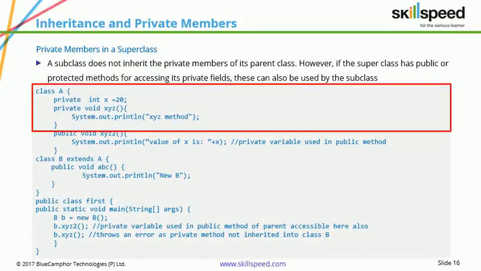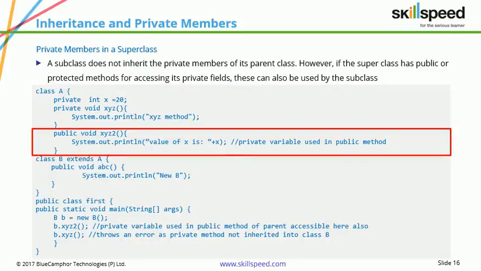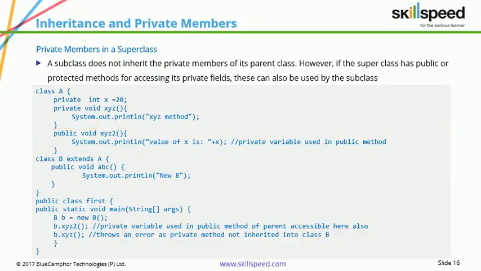We have a class A in which I have a private variable, private int x equals 20, and I have a private method, private void xyz, in which I am printing the statement "xyz method". I have another method which is a public method, public void xyz2, in which I am printing "the value of x is" and the x variable, which is a private variable. Remember, I am using the private variable inside the public method xyz2.